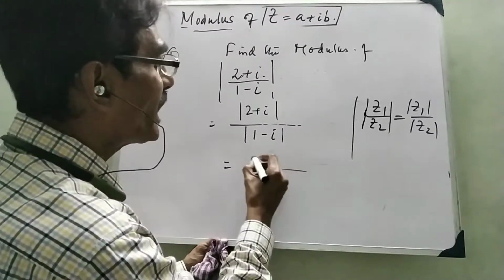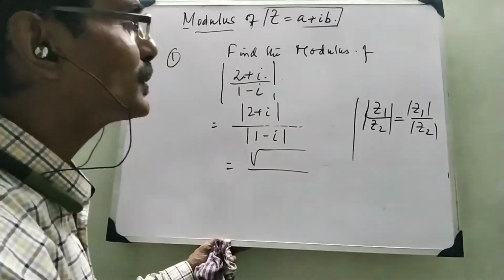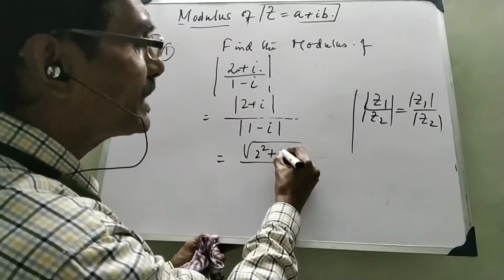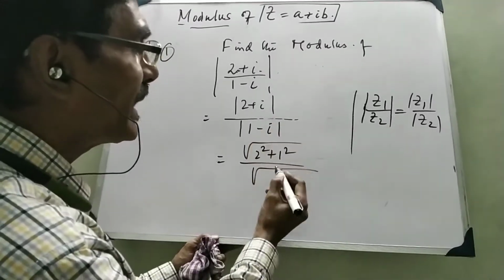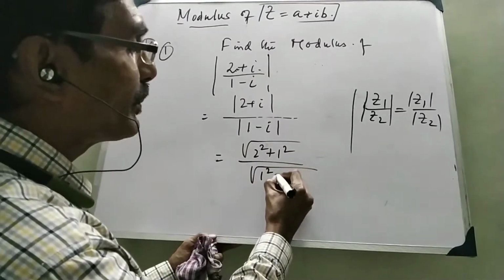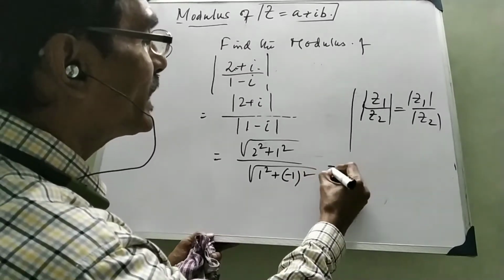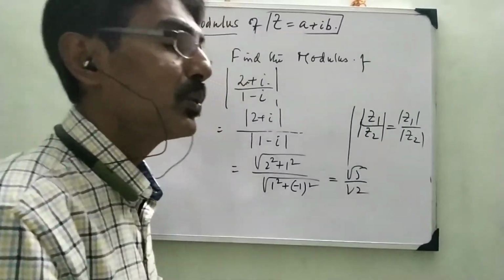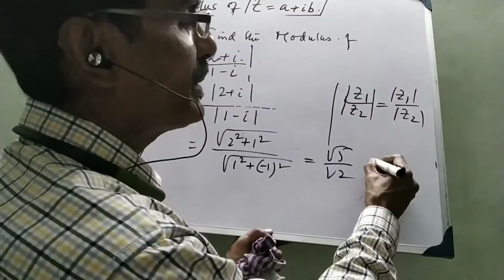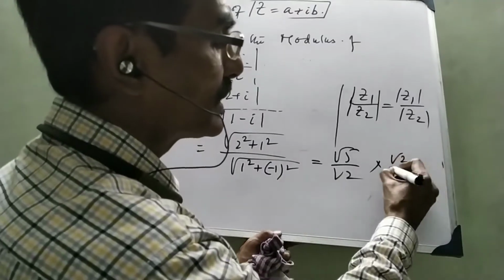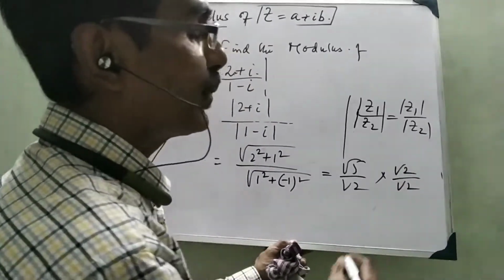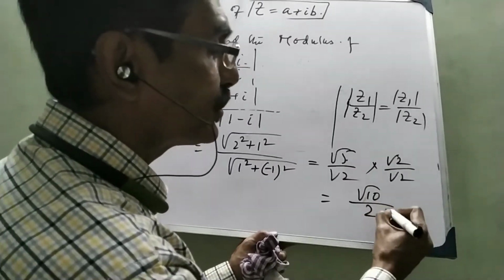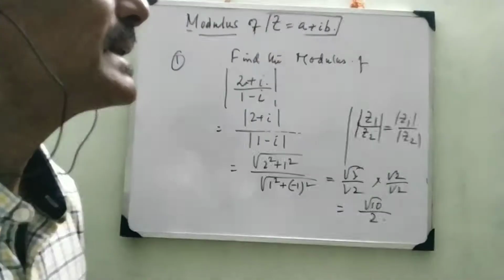Now, for the numerator, we have the formula of modulus, root over a square plus b square, where a is 2 and b value is 1. Similarly, for the denominator, a is 1 and b is minus 1. So finally what we are getting? Root 5 by root 2. And what was the previous answer? The previous answer, if I rationalize this one by root 2, you are getting root 5 into root 2 is root 10, and root 2 into root 2 is 2.